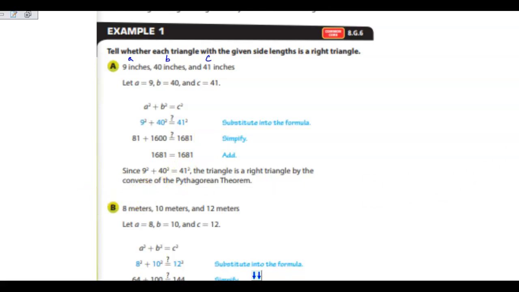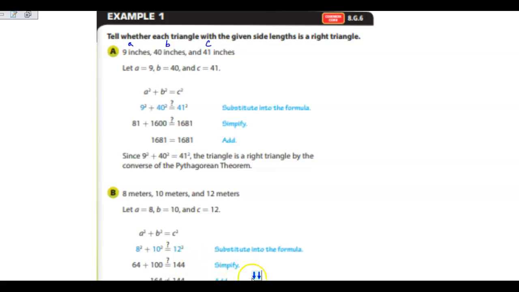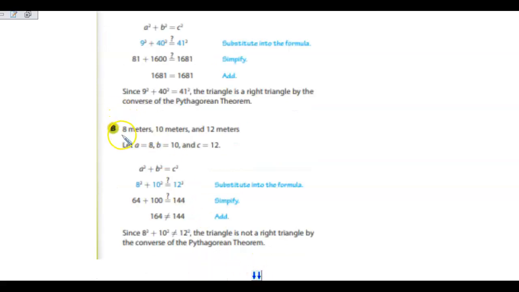If I look at my next one, I have 8, 10, and 12. 12 is my biggest number, so it's going to be my c. So I'm going to have 8 squared is 64, 10 squared is 100, and 12 squared is 144. If I add 64 to 100, I get 164. It is not equal to 144. So this is saying that this is not a right triangle.